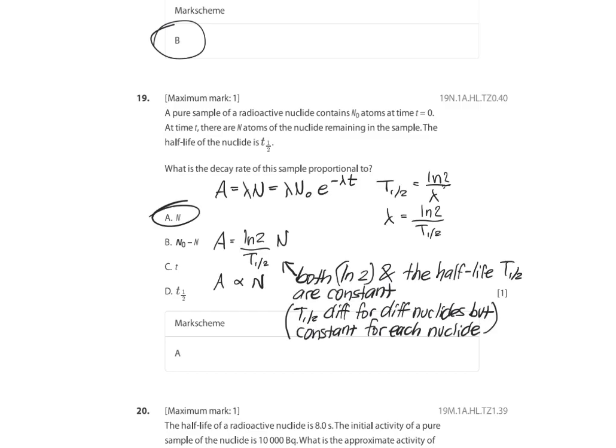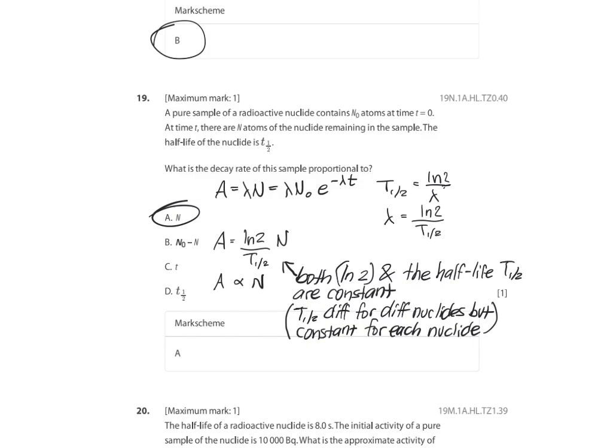So for 19, it says that you have a pure sample of radioactive nuclide with n naught atoms at the starting time. After some time t has passed, there are n atoms left. The half-life is t 1/2. What's the decay rate proportional to? So we know that decay rate is lambda n, or lambda n naught e to the negative lambda t.